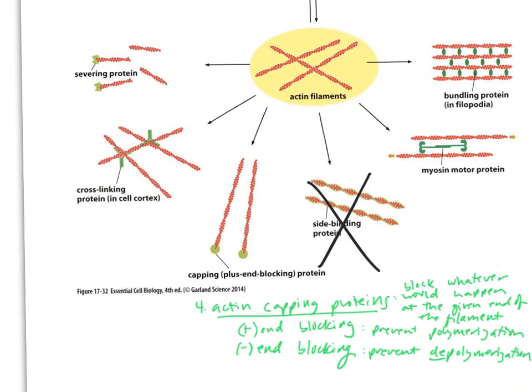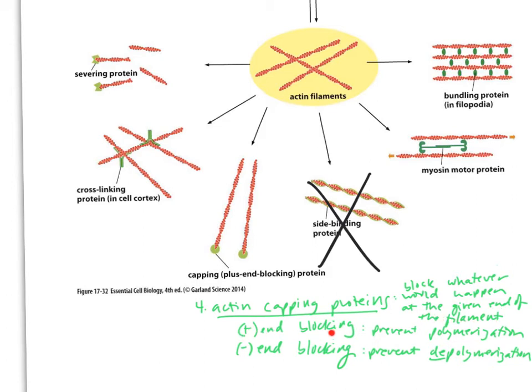Okay, let's talk about the capping proteins. So let's call these actin capping proteins, just to remember what we're talking about, because we'll have other capping proteins we'll see later. And those are shown here. Again, it's this little green blob here. And what they're showing you is specifically a plus end blocking protein. You can't tell that from this drawing here. But basically, the capping proteins are going to block whatever would happen at the given end of the filament.